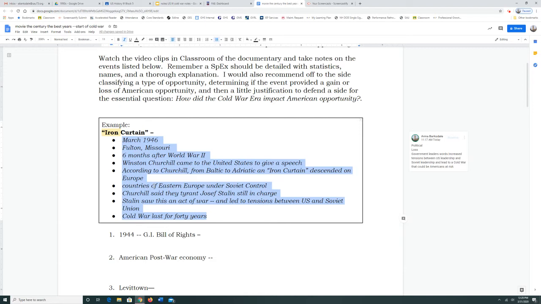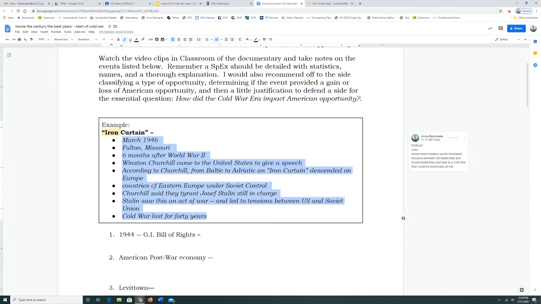Winston Churchill came to the United States to give a very famous speech in Fulton, Missouri, which was President Harry Truman's hometown, in March of 1946. During the speech, Churchill said that from the Baltic to the Adriatic, a figurative Iron Curtain has descended on Europe. And if you think back to that map that I just showed you, it's the separation of Eastern and Western Europe. Basically Churchill was saying that a man by the name of Joseph Stalin was in charge, and he was a tyrant, and that Eastern Europe was under Soviet control, and the war technically wasn't over yet until Stalin was defeated.